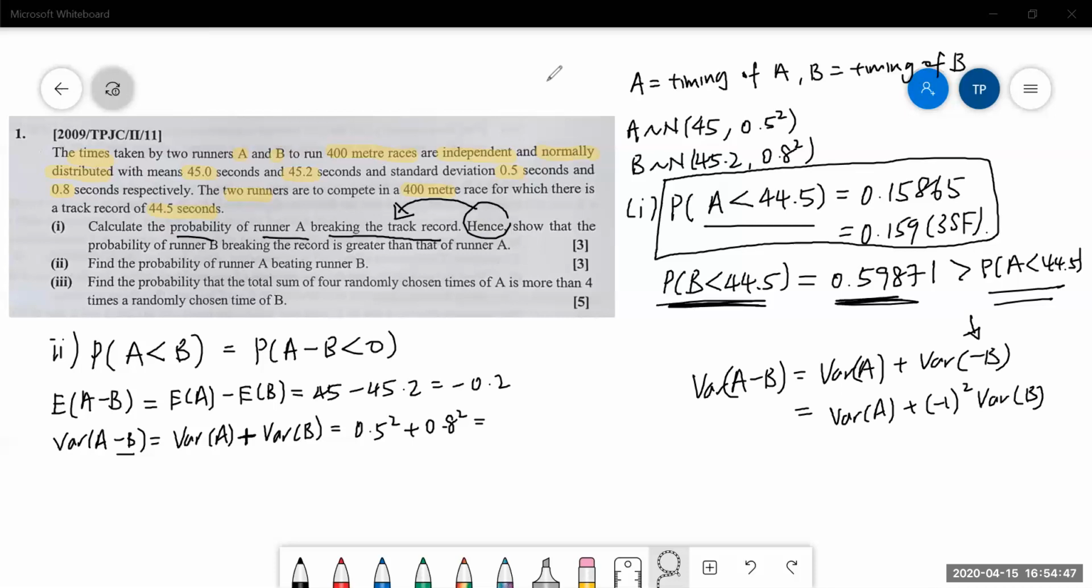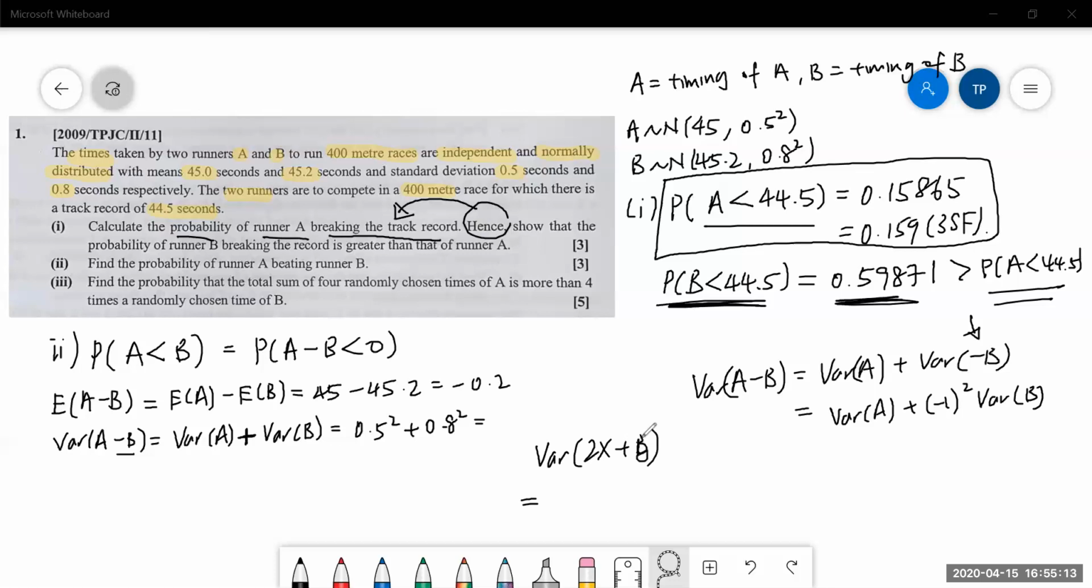Why must we square? It's the properties of expectation and variance. Okay, so if it's positive, then nothing happens, right? It's just positive. Yeah, plus, correct. You remember this or not about expectation?